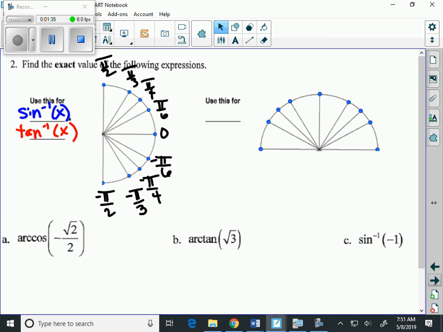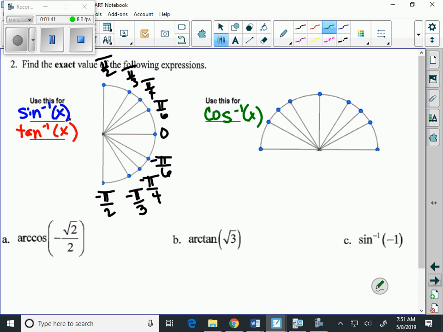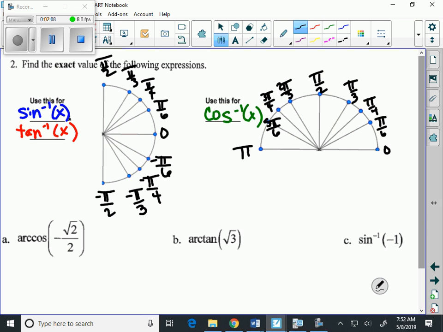Along the same lines, use this when we see the inverse cosine function. The only answers that we are going to get when we're dealing with inverse cosine are 0, pi over 6, pi over 4, pi over 3, pi over 2, 2 pi over 3, 3 pi over 4, 5 pi over 6, and pi. So once we have those in our head, and remember, only one answer by the way, then we can answer these questions.